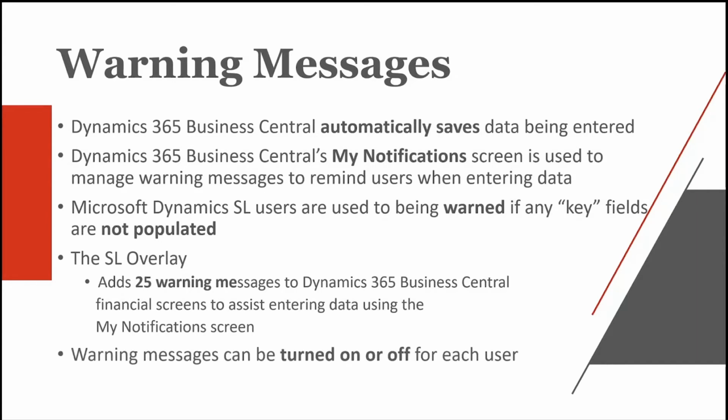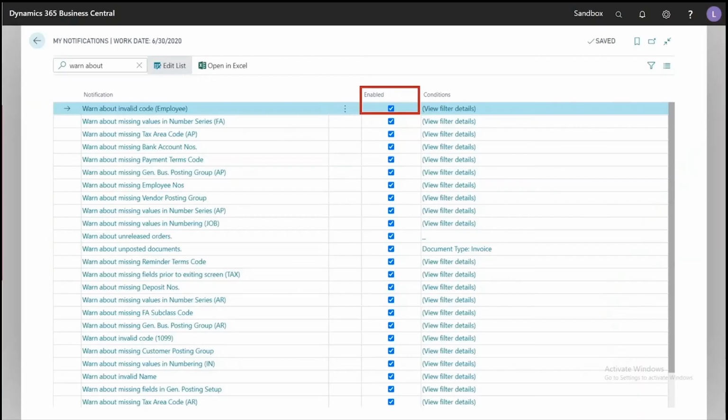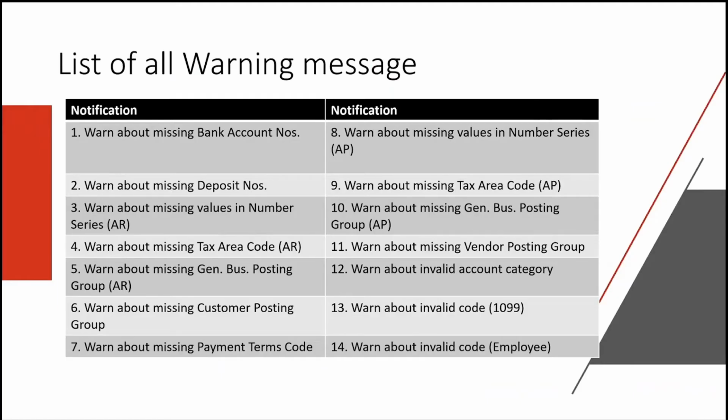These warning messages can be turned on or off for each user. These 25 new messages use the standard My Notification screen features. Here are examples of those warning messages included in the SL overlay.